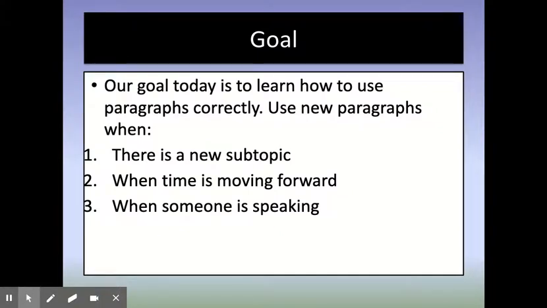We have a goal today. Our goal today is to learn how to use paragraphs correctly. We always use new paragraphs when there is a new subtopic, when time is moving forward, and when someone is speaking. So, dialogue. You're probably wondering, how am I supposed to know when these things are happening? Well, we're going to look at a few examples.